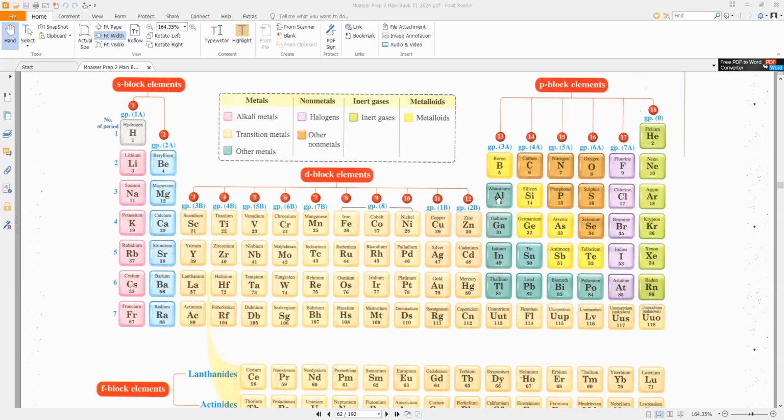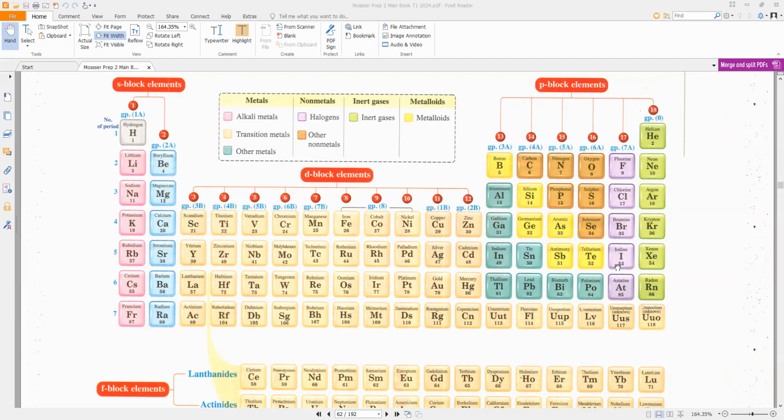This color is another type of metal. The dark yellow color is called metalloid, and we studied it in the previous lesson. The brown color is non-metal, some of the non-metals.